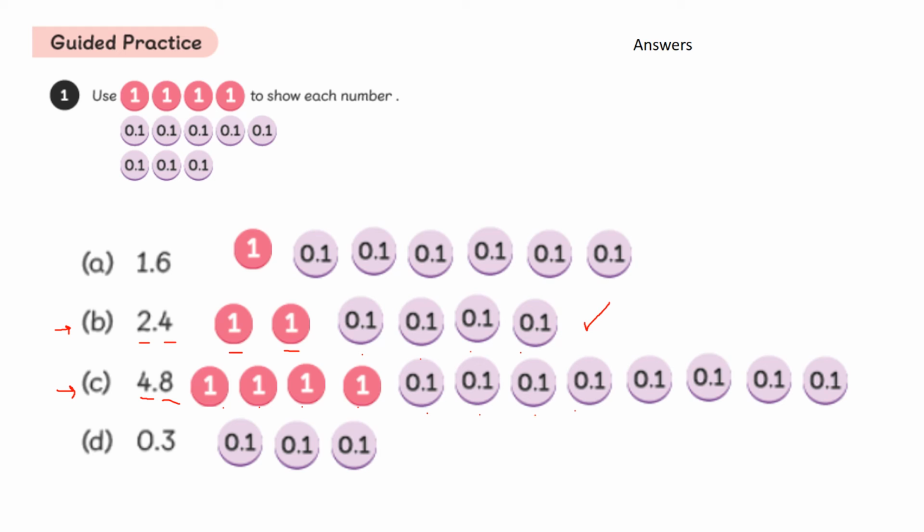Now question C, we're being told that we've got 4 ones and then we've got 8 tenths. So let's just check that off. I've got 1, 2, 3, 4 ones, and then we've got 1, 2, 3, 4, 5, 6, 7, 8 tenths, showing us the number 4.8 in counters.